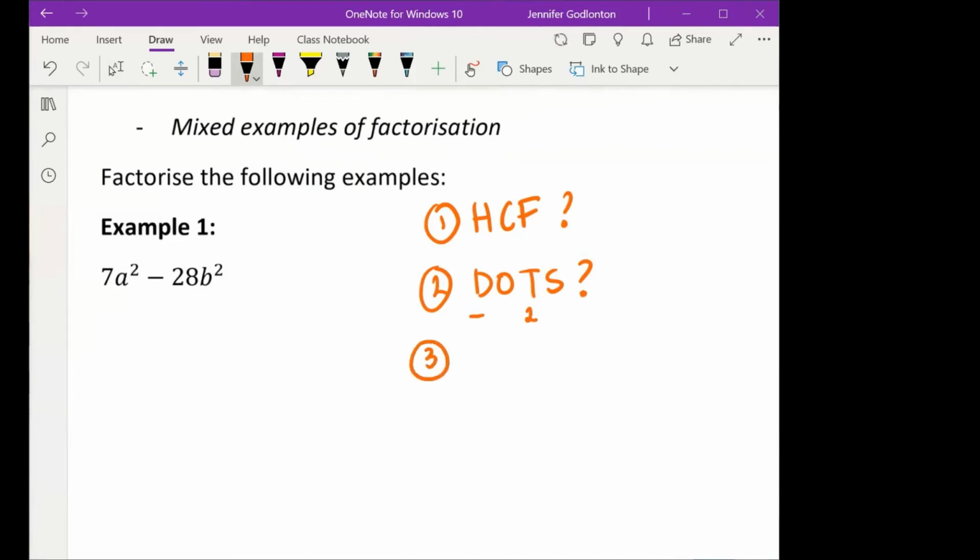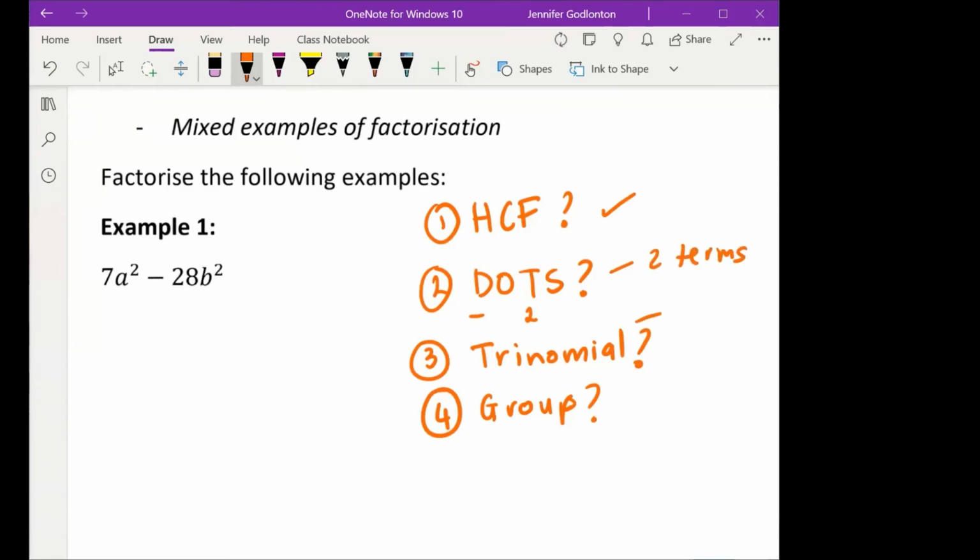Third, if there are not two terms, then are there three terms? And if there are three terms, can we do a trinomial? If there are not three terms, but there are four terms, can we group? So this is sort of how our brain works as we follow them down. The first thing we say is, is there a highest common factor? If there is, we take it out. If there isn't, or we have taken one out, we say, are there two terms? Can I do difference of two squares? Are there three terms? Can I do a trinomial? Are there four terms? Then I can group.